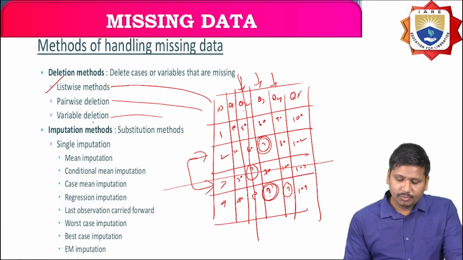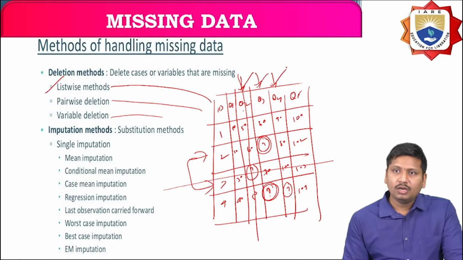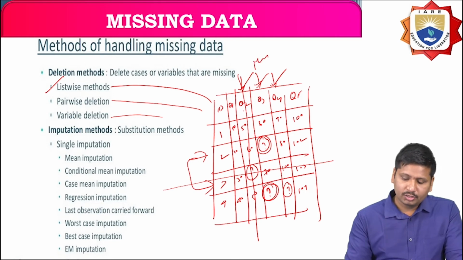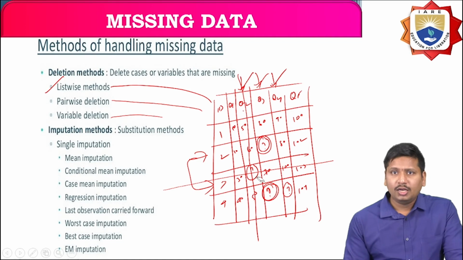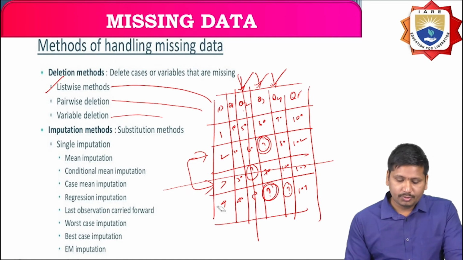So variable deletion means I have to identify, based on the importance of the variable to the application, whether Q2, Q3, or Q4 has more importance. Suppose Q2 has less importance and Q3 has more importance, then I have to delete Q2 itself. These are all the methods of the deletion type.